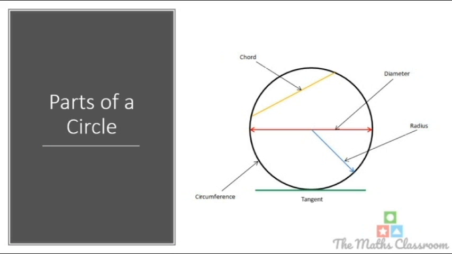The chord is simply a straight line segment whose endpoints both lie on the circle. Finally, a tangent. A tangent to a circle is a line which touches a circle at just one point.